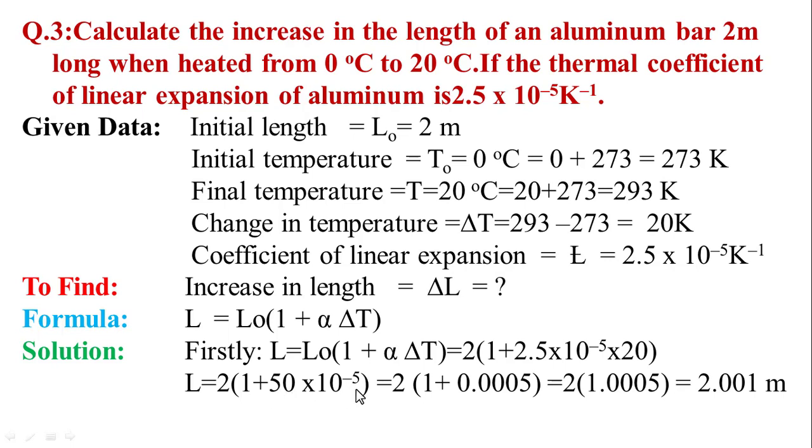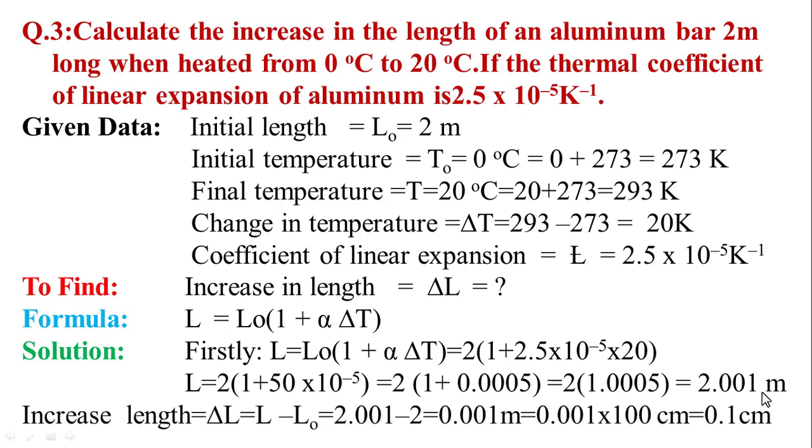Then 50 multiplied by 10 raised to power minus 5 is equal to 0.0005. So L is equal to 2 into 1 plus 0.0005. Then 1 plus 0.0005 is equal to 1.0005. Then 2 multiplied by 1.0005 is equal to 2.001 meter. Now we can find the change in length or increase in length.